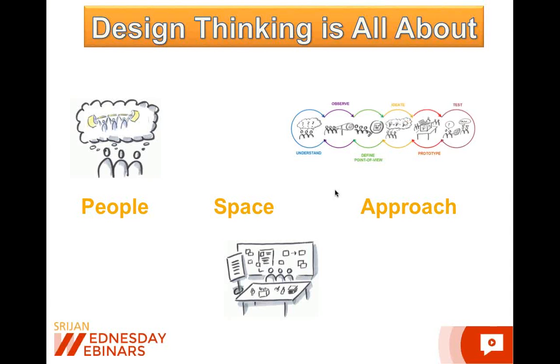So when you talk about design thinking, it is all about 3 things coming together. One is the right people, having the right space, and having the right approach or process. So people, space, and approach, if you put all of these things together, kind of becomes the culture of the organization itself, right? So you need to have the right kind of people, give them the right kind of space, and give them the right kind of process, and you can rest assured that they will come up with something really, really good.